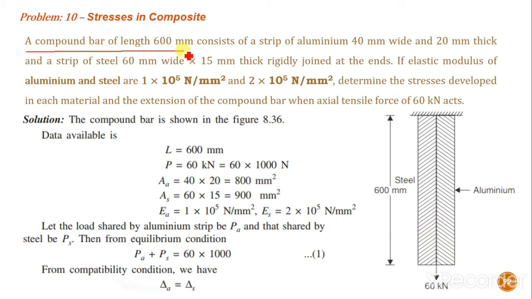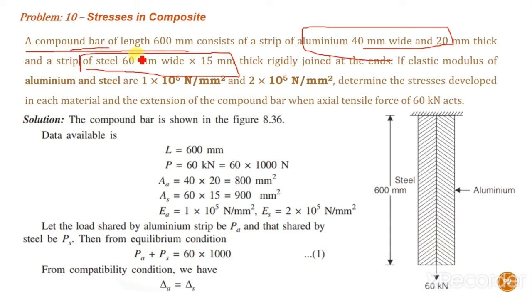A compound bar of length 600 mm consists of a strip of aluminium and a strip of steel. So there is a compound bar of length 600 mm consisting of strips, small pieces, like wooden strips. This is the aluminium strip and this is the steel strip. They have the same length, 600 mm, and aluminium has a cross-sectional area of 40 mm width and 20 mm thickness. So what is the area of aluminium? 40 into 20 mm square. The steel strip is 60 mm wide and 15 mm thick.